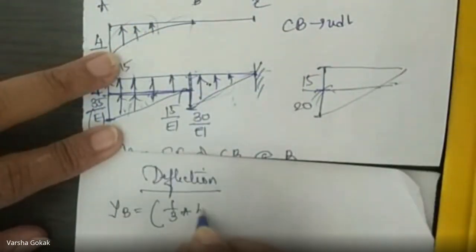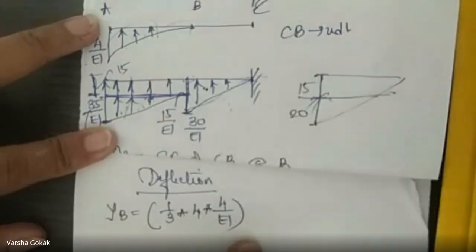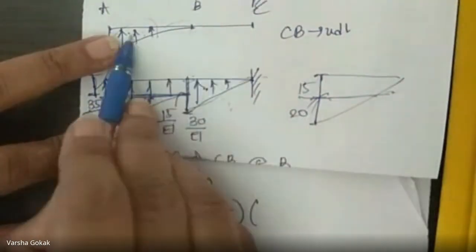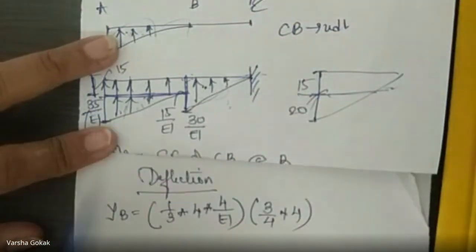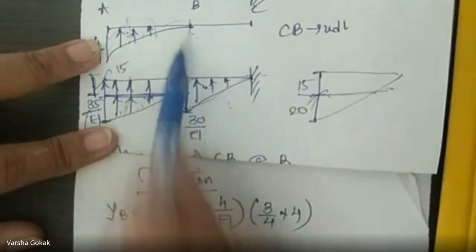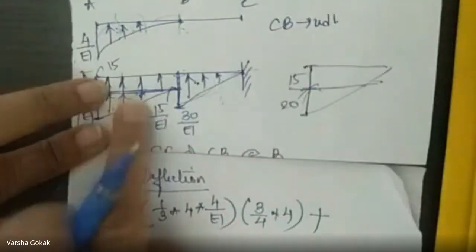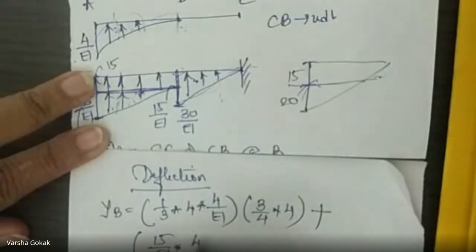1/3 base is 4, height is 4 by EI. 1/3 base into height into this CG is what? 3/4 of 4. No, this is 1/4, this is 3/4. So I'm taking at B, right? Plus these two now. Area of this is 15 by EI into 4 into CG is going to be 4 by 2.